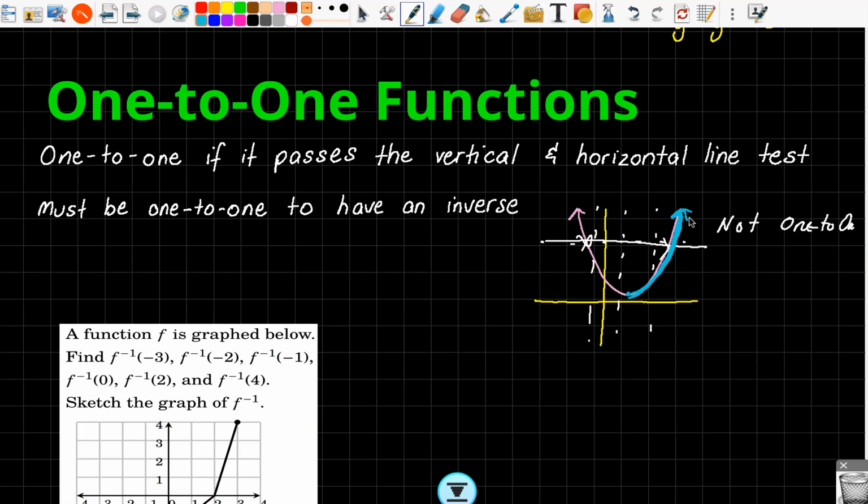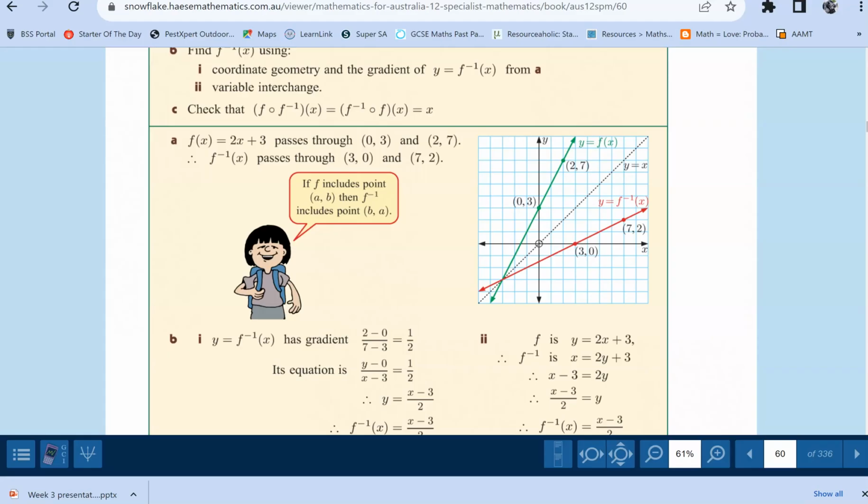Okay, excellent. I love all of this. So a couple of things. One, with the inverse, we flip the x and the y, and we'll do some of that in a minute. And it's reflected in the line y equals x.